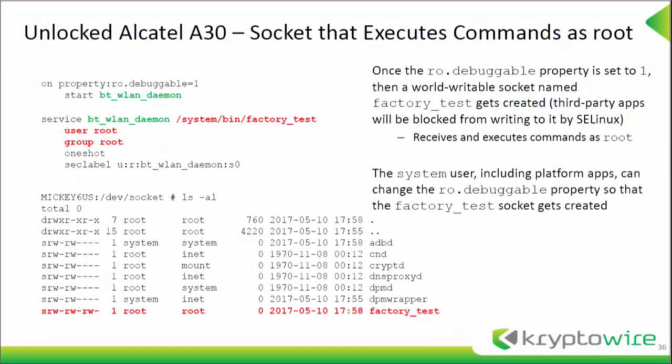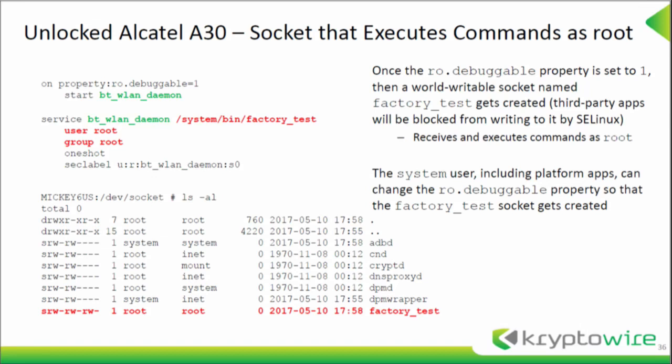One thing we noticed on this device, we looked at the init.rc file, which contains commands for the init process to execute, and there's a directive: if ro.debuggable gets set to 1, start a process, the BTWLAN daemon, and it will go on and start a binary called factory test that's running as root. So once that property gets changed, that process starts executing as root, and its function is to listen, it creates a socket. You can send commands to the socket and it will execute them as root.